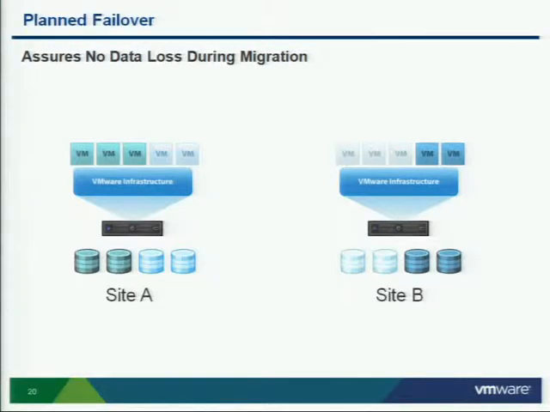What planned failover does is it helps go through the whole process and make sure no data gets lost during the migration. It starts out the same way as the current failover. We power off all the VMs at site A. And now we know that everything has been written to the disk. So we go and initiate a synchronization at the array level and wait for that to finish.